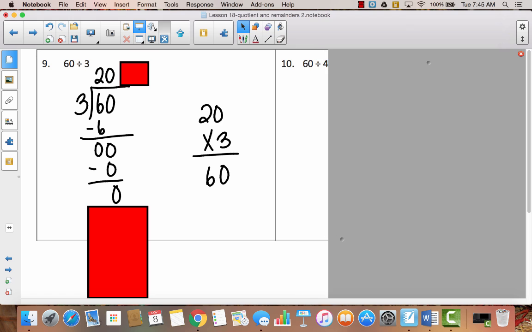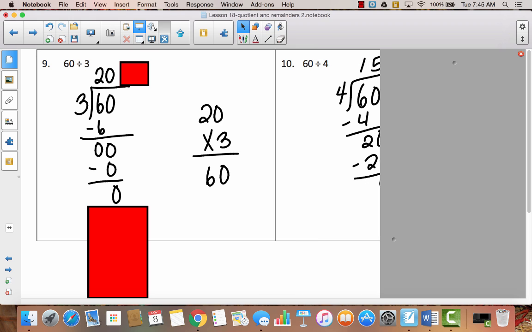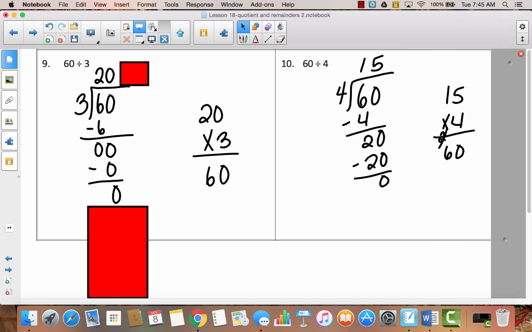So this one was a little bit easier, I actually thought. When you did 60 divided by 4, I had 6 divided by 4, which is 1. 1 times 4 is 4, which gave me 2 tens left over. I added my 0 ones, which gave me 20. 20 divided by 4 was 5. And 5 times 4 is 20, which gave me a remainder of 0. And then I checked my work. 15 times 4 was 60.